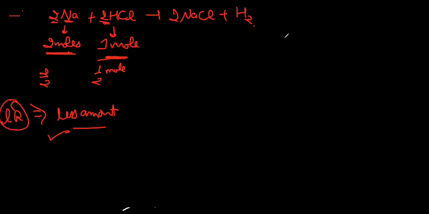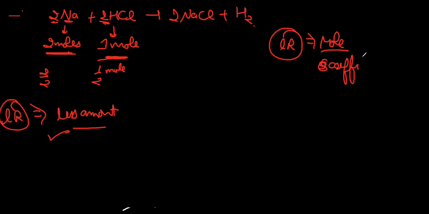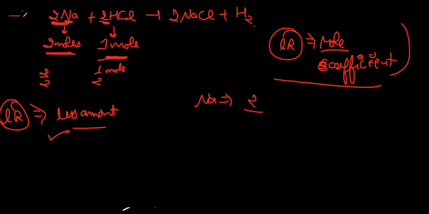Now, if you just directly want a direct formula for limiting reagent, I can just tell you this: moles by stoichiometry, moles by coefficient. You can directly remember this. It means the same thing, beta. Just make sure to do moles by coefficient for both the reactants. Let's say for Na, the moles are 2 and the coefficient is 2. This is the coefficient, the one I'm circling here. This is the coefficient 2. So 2 by 2 is giving you 1.